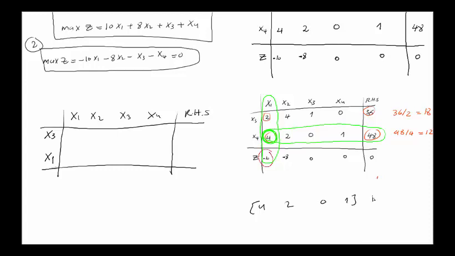Okay, now the new x1 will be the previous x4 divided by the common element, which is 4. I repeat, the new x1 in the new table will be the previous x4, the previous external variable row, divided by the common element. So 4 divided by 4 is 1, 2 divided by 4 will be half, 0.25, and the right hand side, which is 48 divided by 4, is equal to 12.